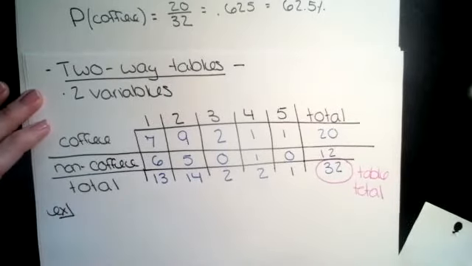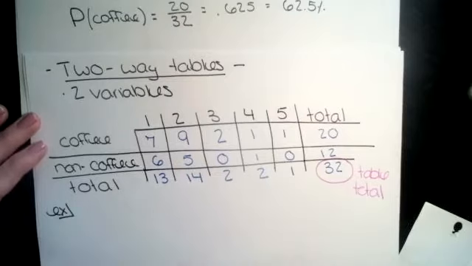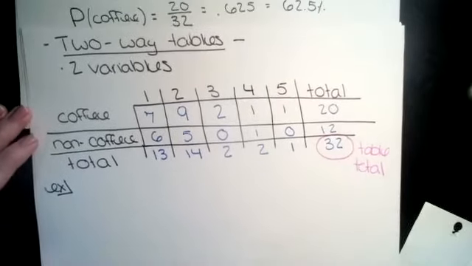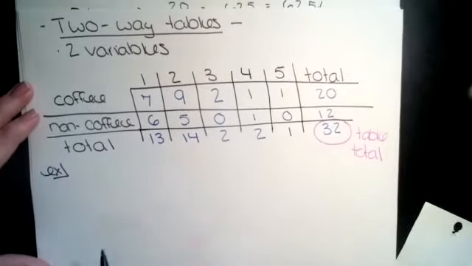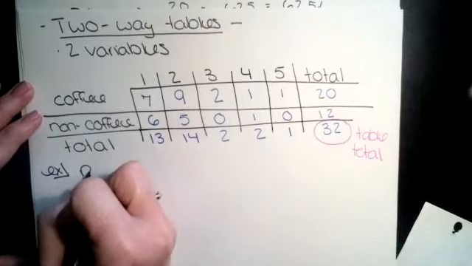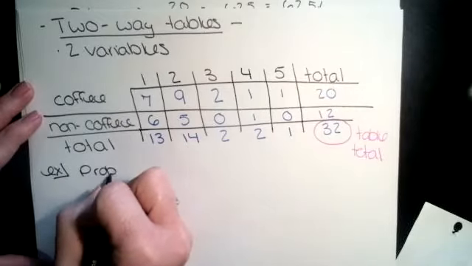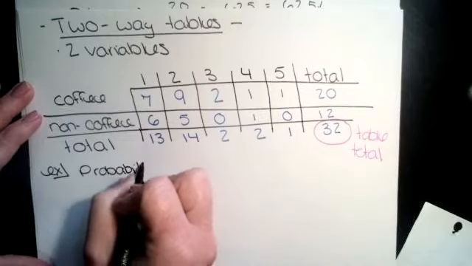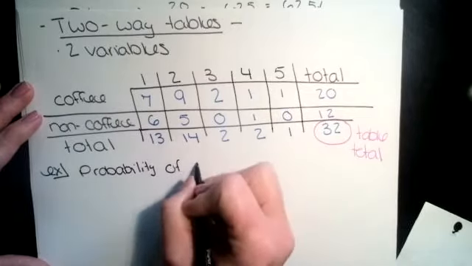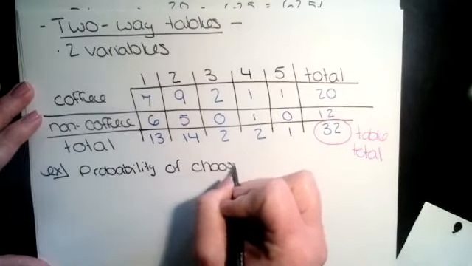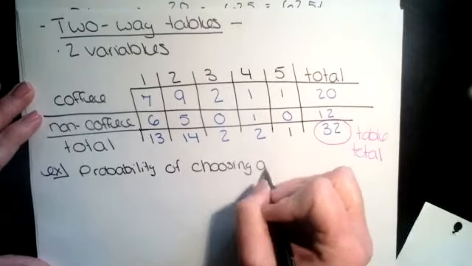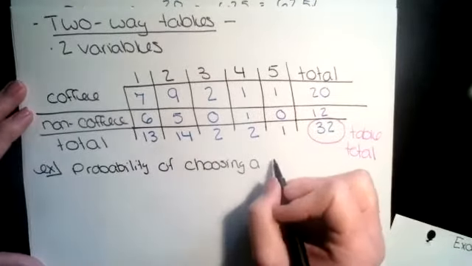Okay, so first, let's take a look at some examples here. So for the first example, I'm going to write it out in words and we're going to write it in notation so we get that practice in. So we're going to look at the probability of choosing a second year student.